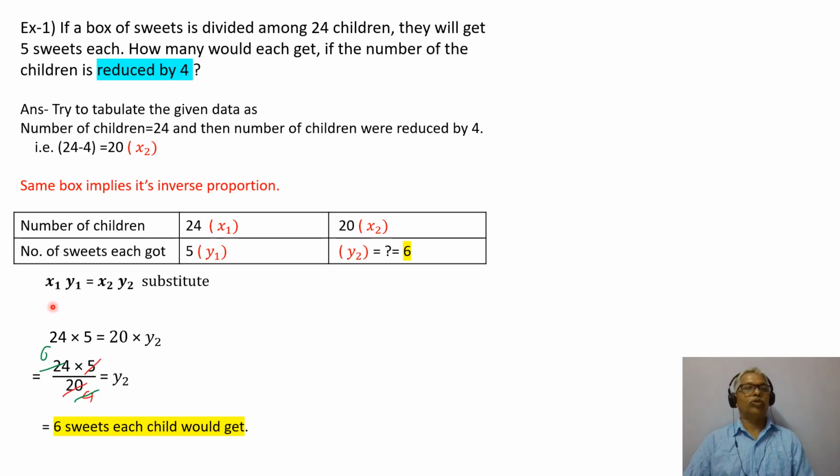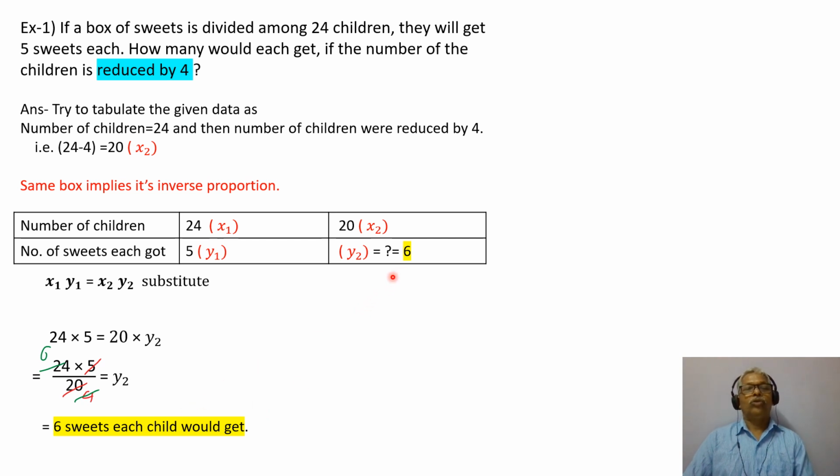So let us substitute. We have x1 value, we have y1 value, x2 value, and we have to find out y2. So this goes in the denominator side, and if you cancel it, 5 1s are 1, and 5 4s are 20, 4 1s are 4, and 4 6s are 24. So y2 is 6, so each child would get 6 sweets. So this answer is 6, written after the calculations.